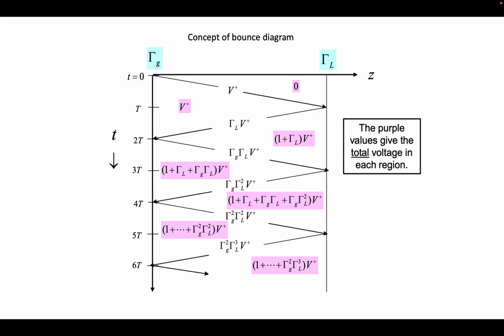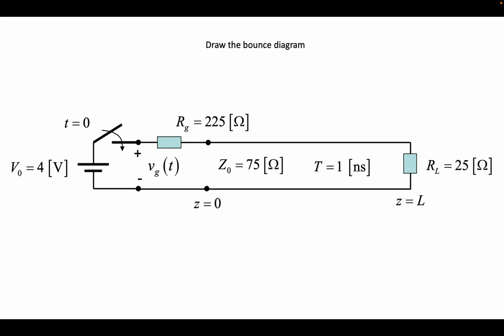Now I will show you some problems, and on that basis we will be solving two to three problems on the bounce diagram. So this is the first problem. Here I have a V naught equal to 4 volt battery, and it has some internal resistance of 225 ohm. Then the input impedance of the transmission line is given as 75 ohm, the transit time of this transmission line is given as 1 nanosecond, and the load impedance is also given.